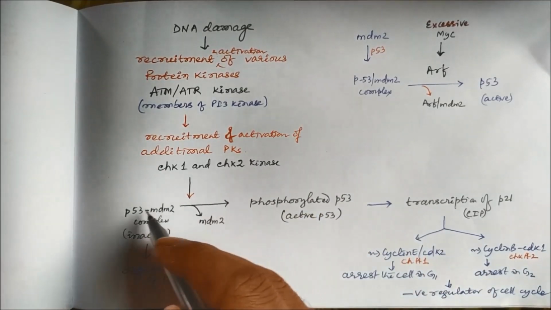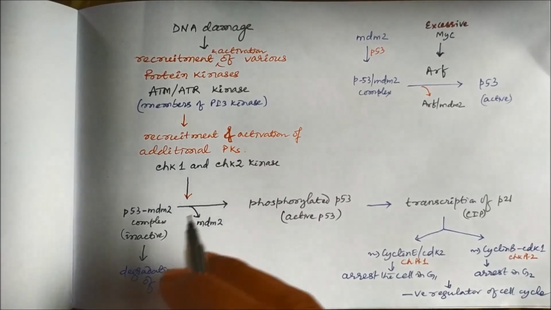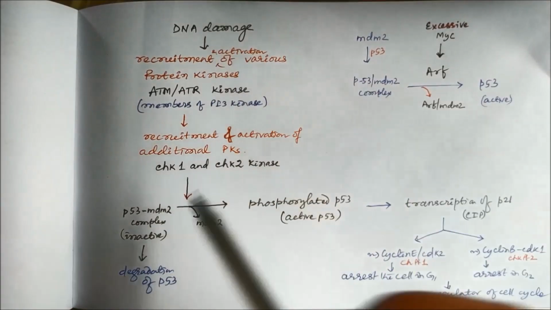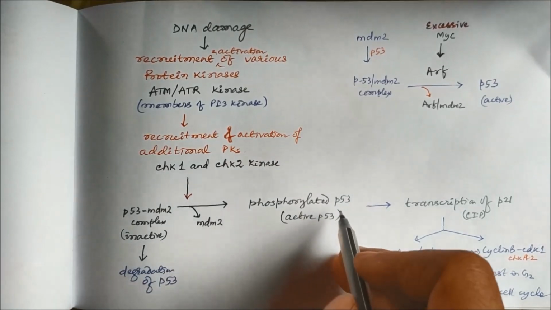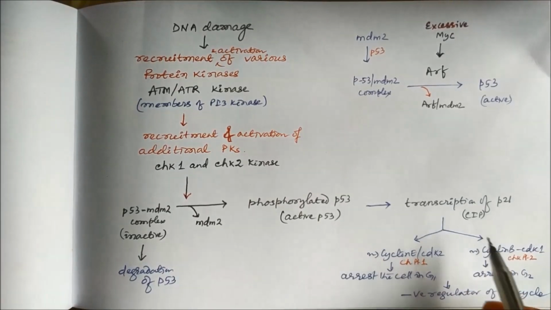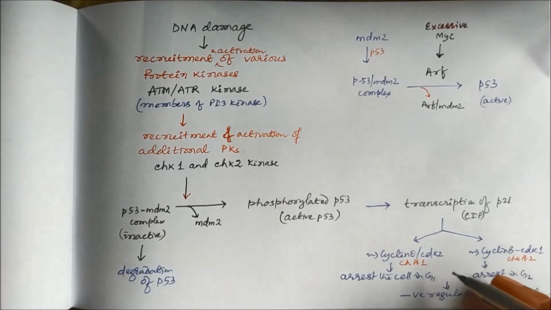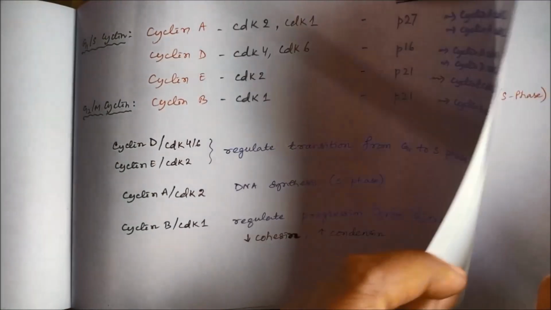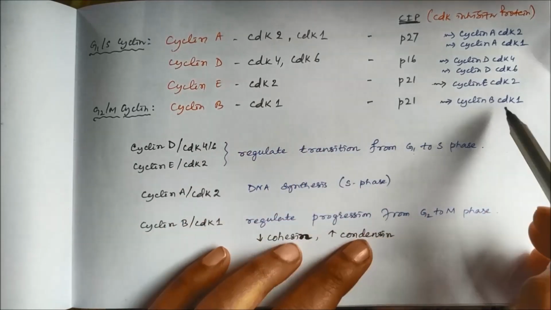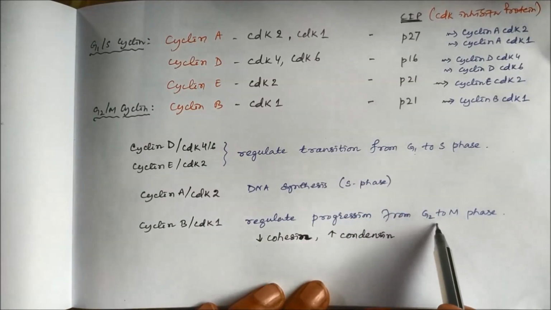Actually MDM2, by forming complex with p53, helps in the degradation of p53. So the negative regulator is neutralized by MDM2. But when the MDM2 is released by these protein kinases activated by DNA damage, p53 stays in the active form, and this p53 regulates the transcription of certain CDK inhibitory proteins like p21, which will inhibit the cyclin E CDK2 complex. So p21 inhibits the cyclin E CDK2 complex, and p21 also inhibits cyclin B CDK1 complex. Cyclin E and CDK2 regulate the transition from G1 to S. Cyclin B CDK1 regulates the progression from G2 to M.